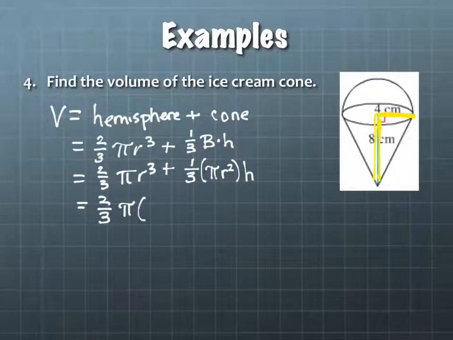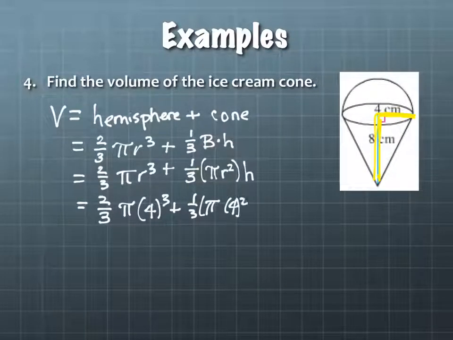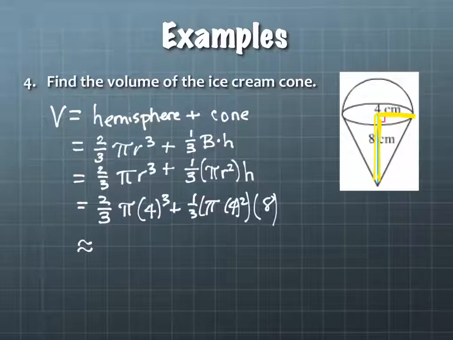So you've got your pi, your radius is 4, and your height is 8. You know, it's kind of messy. But your calculator can handle messy with no problem. So don't worry about the messy. What do you get? Again, we're doing decimal approximations, 2 decimal places, for the volume of the ice cream, or the volume of the ice cream cone. All together.